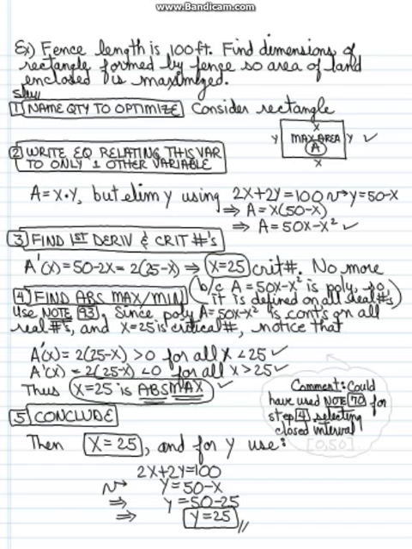So the only correction I see here comes at step 2, where I gave you the because. It's because not A equals 50x minus x squared. We get only one critical number, the 0 of A prime, because A prime equals 50 minus 2x is a polynomial, and it has no values of x for which it's undefined. It's defined on all real numbers.